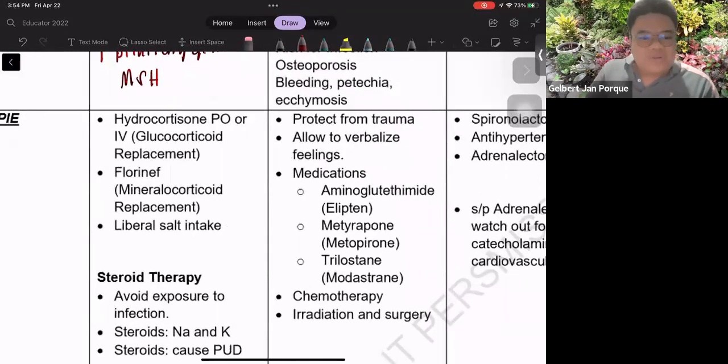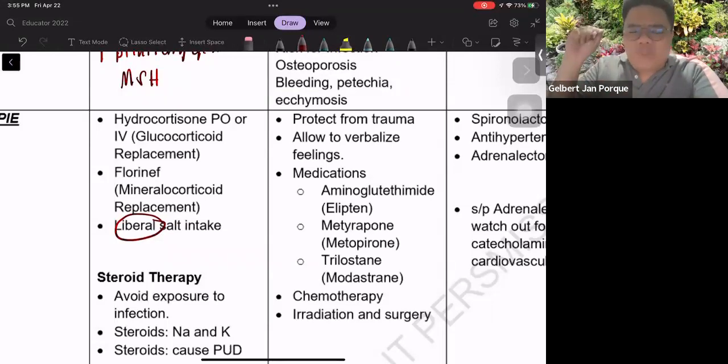Then, class, for your mineralocorticoid replacement, I mean, Florinef is one of the drugs of choice. And then, class, take note, liberal salt intake. Class, magambal kita nga liberal salt intake, meaning okay lang ya, class, kay patient, pakanon natin salty food. But it does not mean nga madugang kita sang asin.